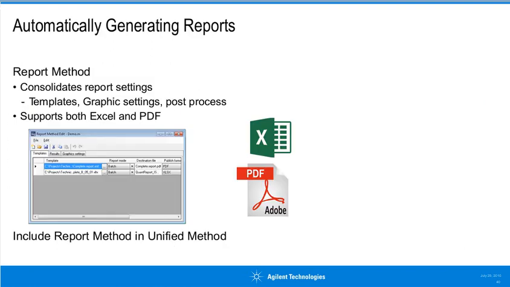So we can automatically generate reports, and we can use a report method to generate one or both of a PDF or Excel-based report. So a report method will consolidate the report settings related to templates, graphics, and the post-processing step. And one report method can do both an Excel and PDF report. And once the report method is created, of course, it can be included in the unified method.